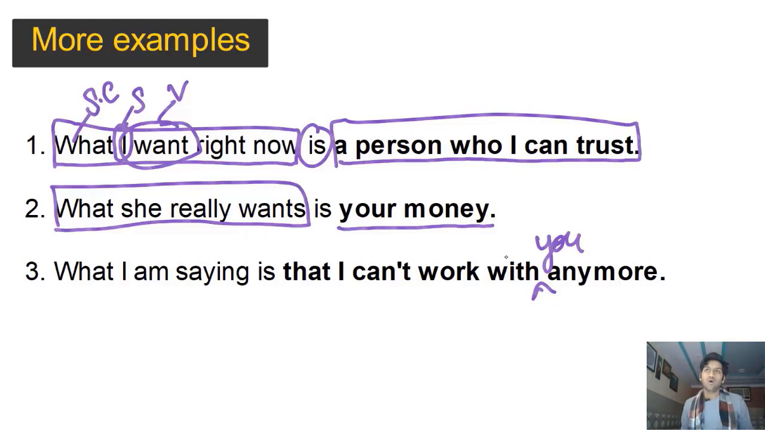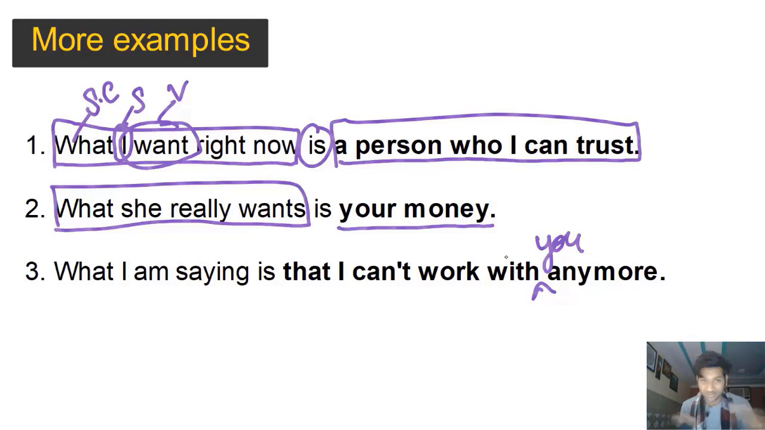You want to tell somebody that I'm done, man, I can't work with you, and you've been trying, you're not saying this directly, or you're being really indirect to communicate this message. So the person says, hey, what are you saying, man? Tell me, what are you saying? Tell me directly, what do you mean? What are you saying? And you say, what I'm saying is that I cannot work with you anymore. This is what I'm saying, right? A normal sentence would be, I am saying that I can't work with you anymore. I am saying that I cannot work with you anymore.